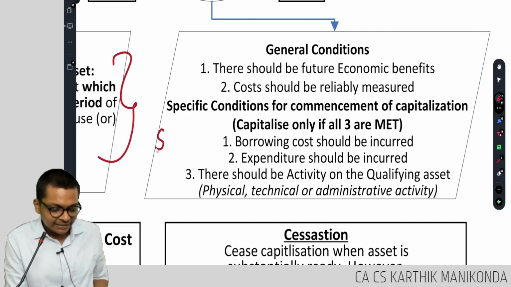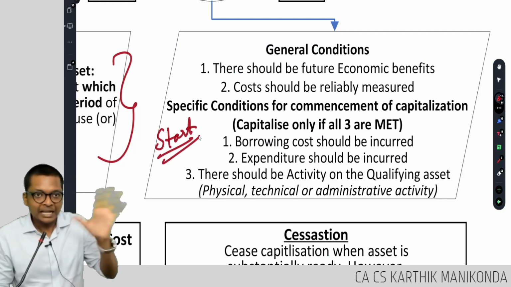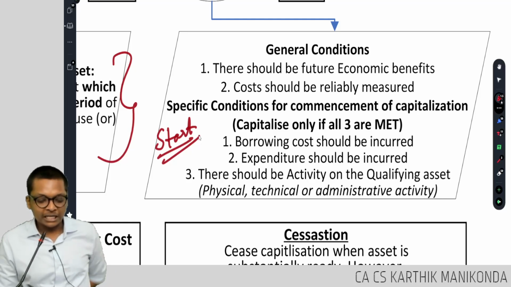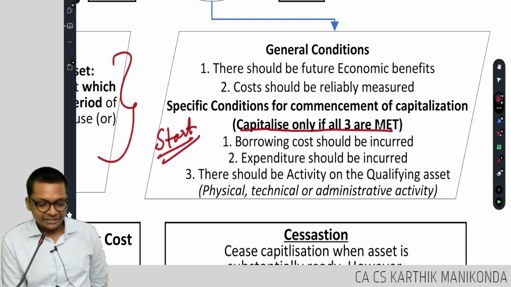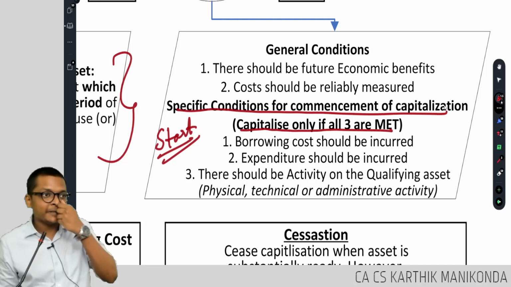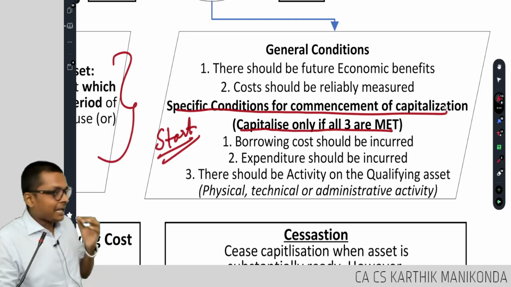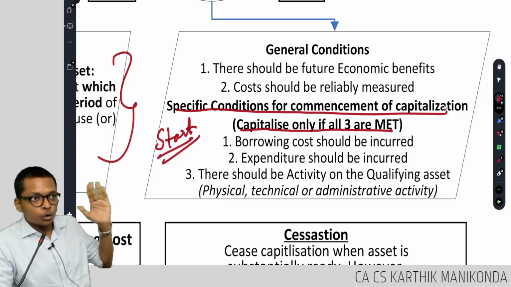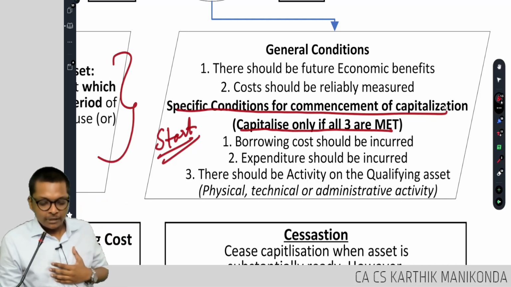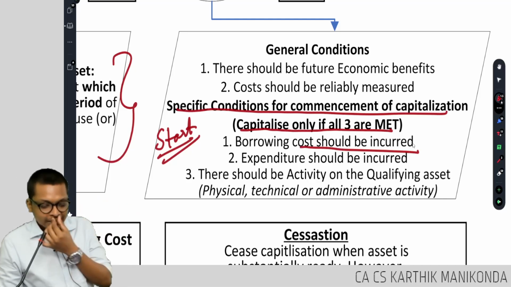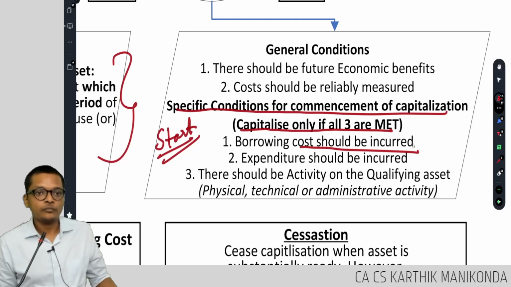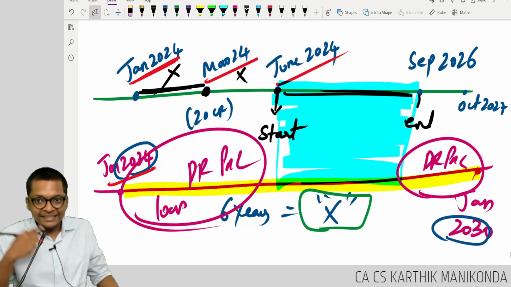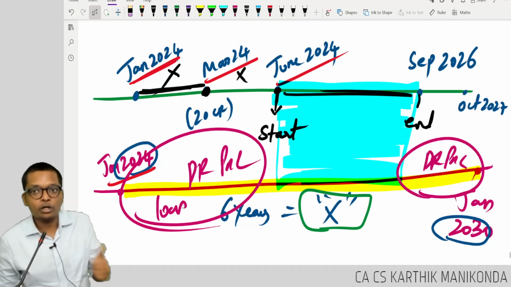This is for starting, guys. This is for start, not for end. I am discussing the conditions for starting. Are you following, guys? When do you start capitalizing? Look at this, specific conditions for commencement of capitalization. Capitalize only if all 3 are met. Important 3 points. You already gave the answer. Let's connect with it. Borrowing cost should be incurred. That means what? I should have taken the loan. I should have paid some interest. Borrowing cost is incurred.